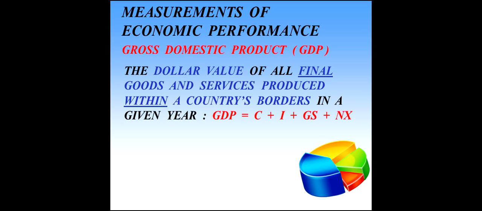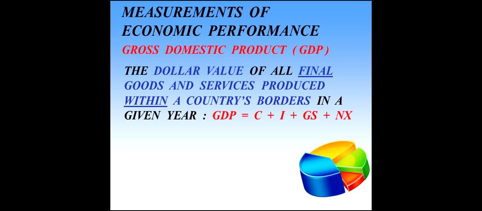And the goods and services that are produced within a country's borders. Now, that could be even goods and services produced by a foreign company. As long as it's within the country's borders, it gets counted as part of our domestic output. And we'll give you some examples of that as well. GDP has an equation that we use to express it. GDP is equal to consumption plus investment plus government spending plus net exports.